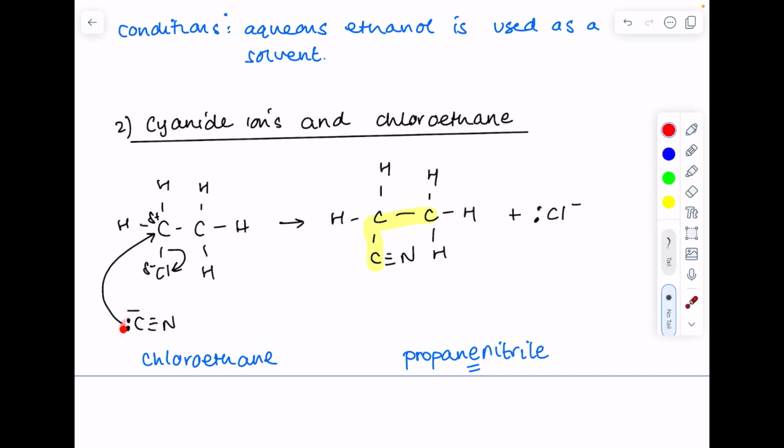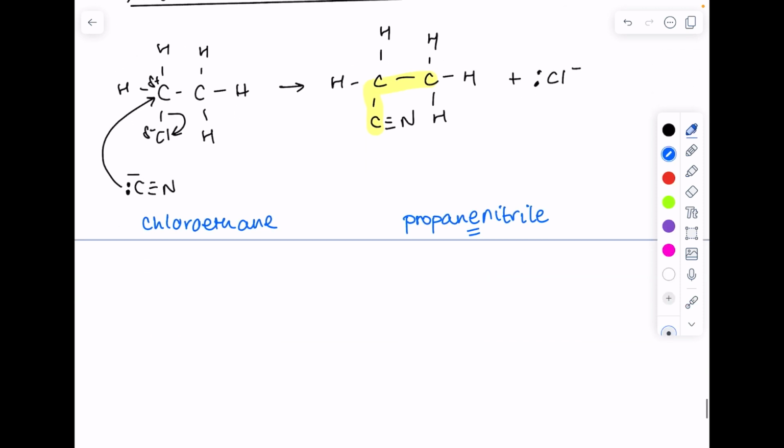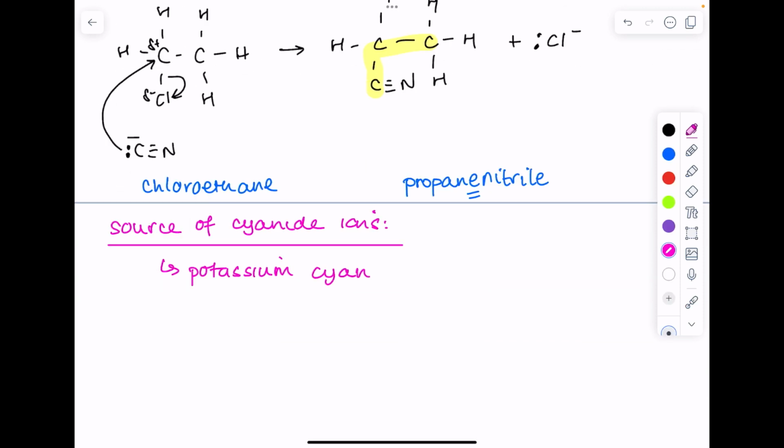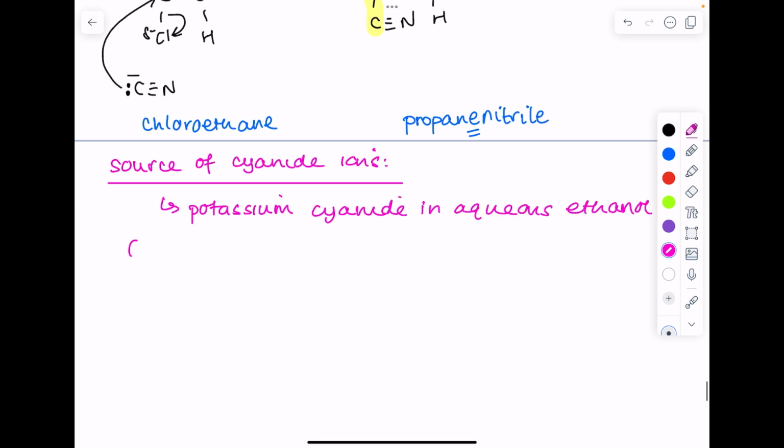You might be asked about the source of the cyanide ions. These are produced by potassium cyanide in aqueous ethanol. I will write that here for you. We avoid using hydrogen cyanide because it produces a toxic gas.